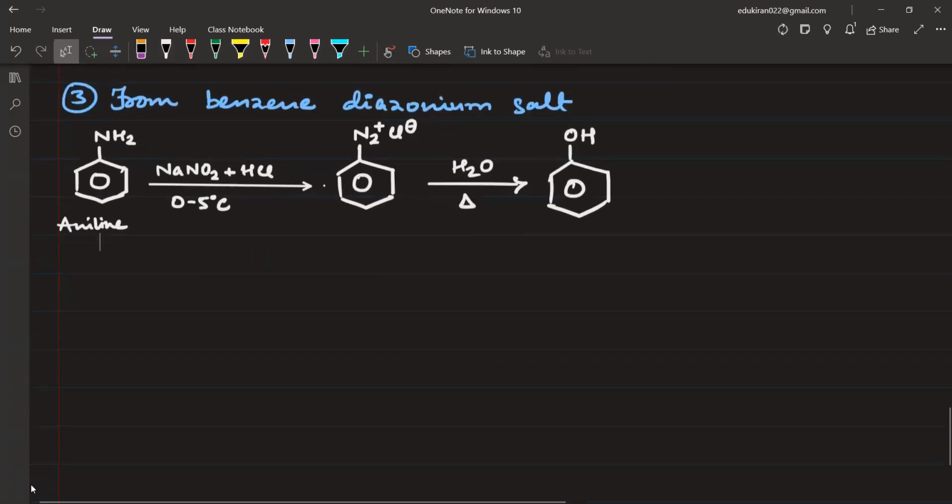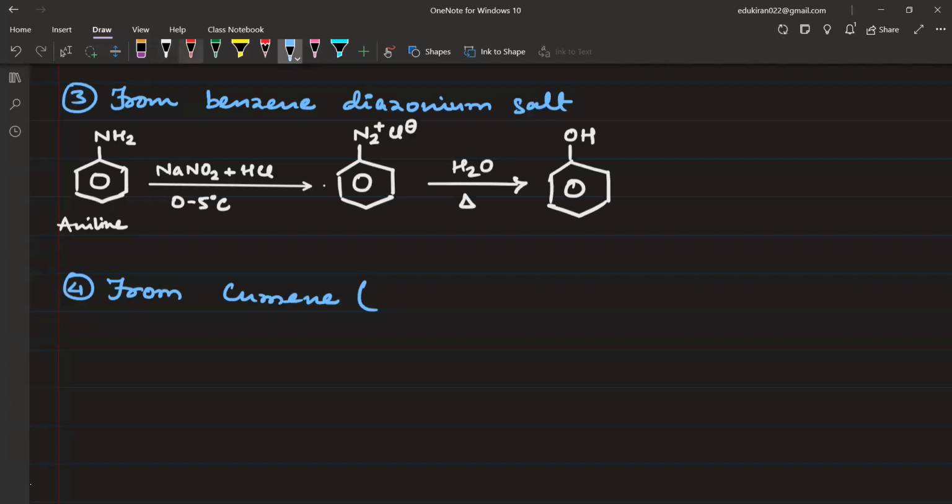Right, the fourth one. The fourth one is also a commercial method of preparation: from cumene. Cumene is nothing but isopropyl benzene.